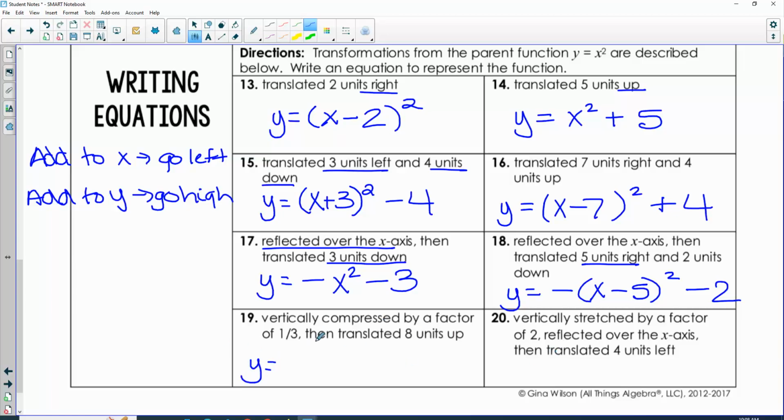All right, stretching and compressing is just multiplying by a number. Vertically compressed by a factor of 1/3. That just tells me we multiply the x squared by 1/3. And then 8 units up, you're just adding that number on the end, so we just have plus 8.